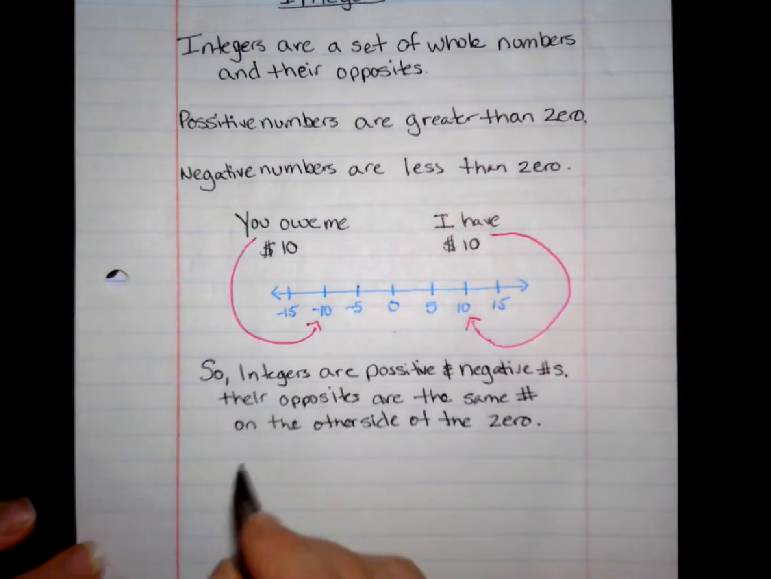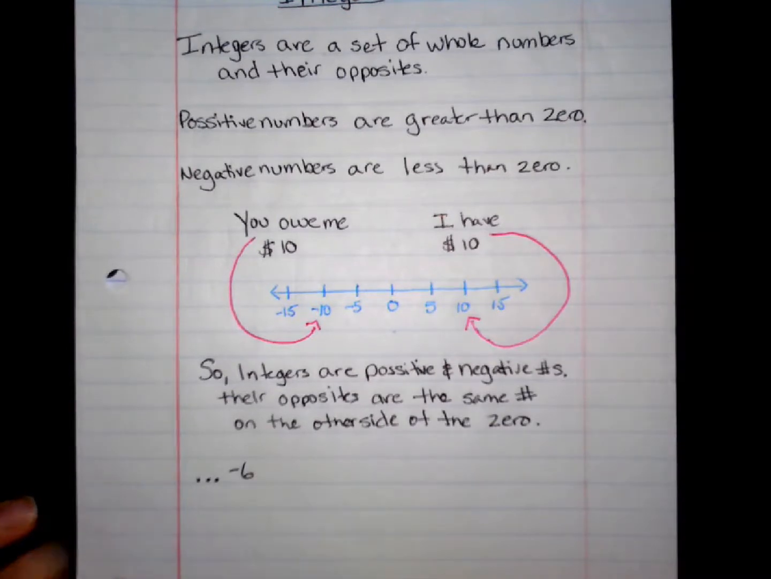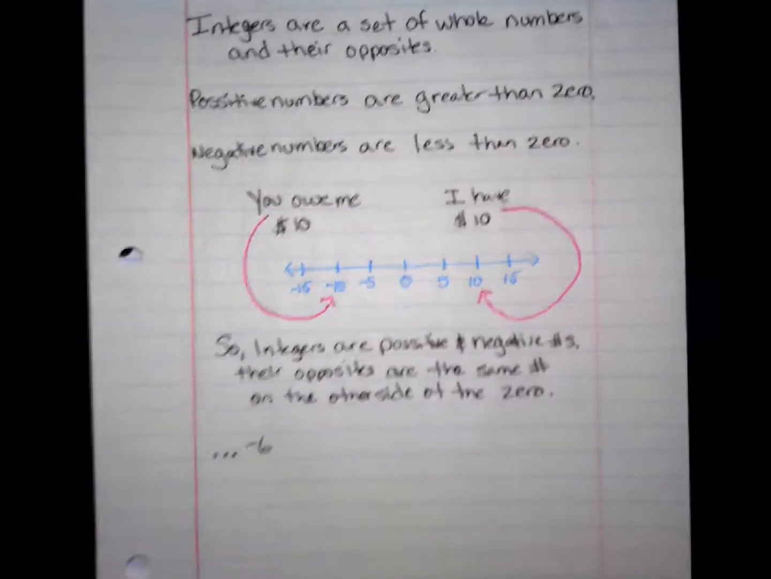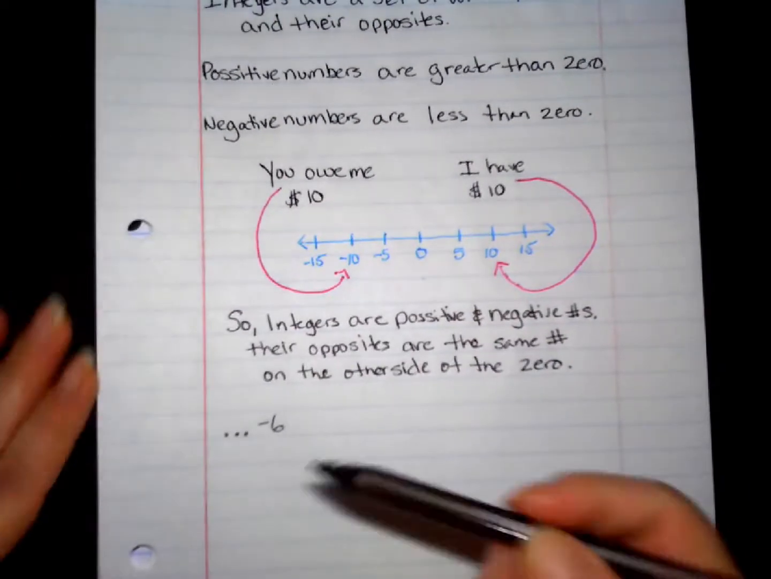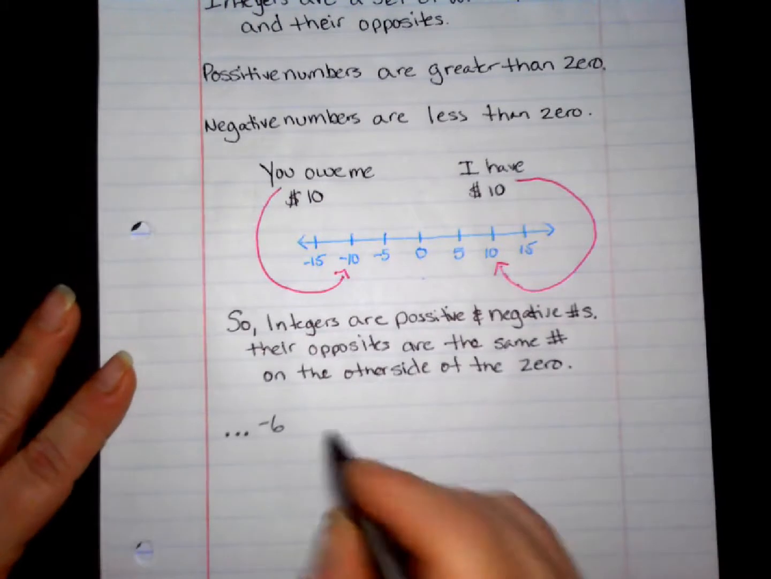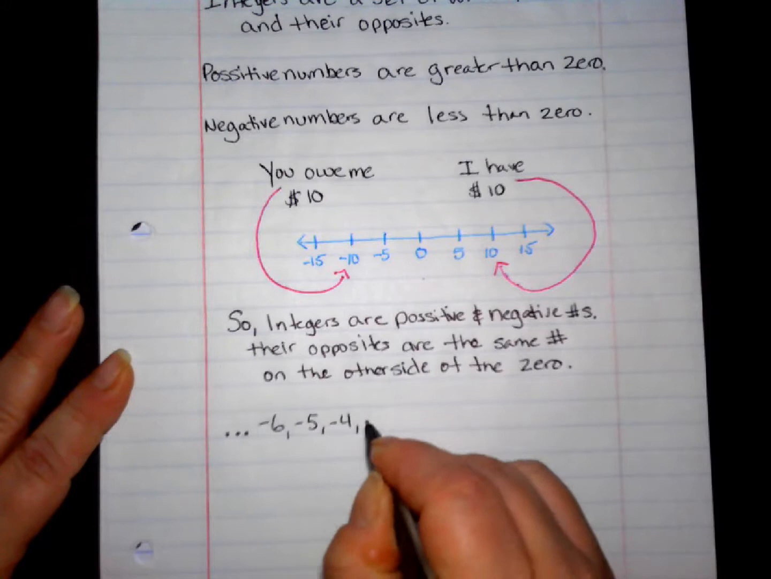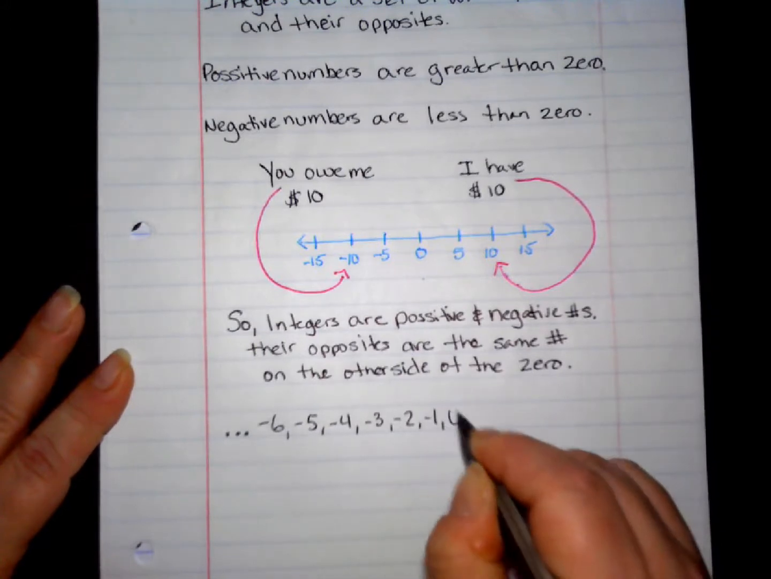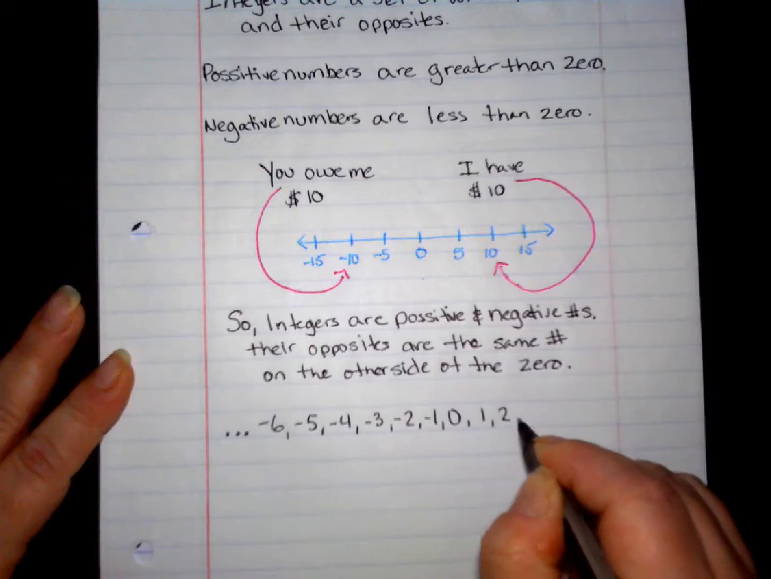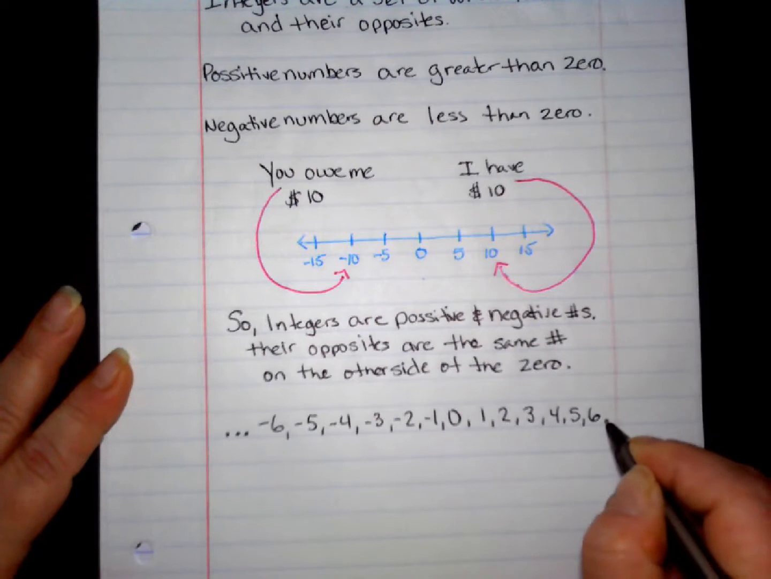Okay. So remember that all of these numbers and then some, see this dot? It's called an ellipsis. It means it goes on and on. I put this ellipsis to the left, that means it goes on and on in that direction. -6, -5, -4, -3, -2, -1, 0, 1, 2, 3, 4, 5, 6, ... That means all those numbers.